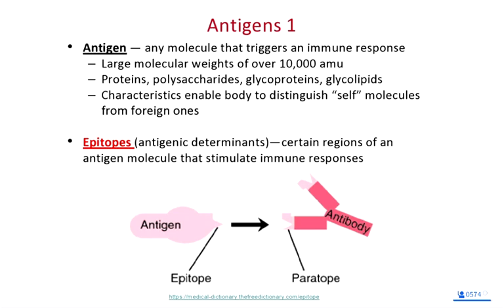Let's talk about antigens. We've been talking about antibodies. An antigen is any molecule that can trigger an immune response. It's worth emphasizing that antigens are large. Little tiny molecules by themselves cannot trigger the immune response. But if it's a big, fat molecule, typically with a molecular weight of over 10,000 AMU, it's capable of triggering an immune response. Another way to think of an antigen is it's a molecule that an antibody can bind to. It's big enough to be targeted by an antibody.